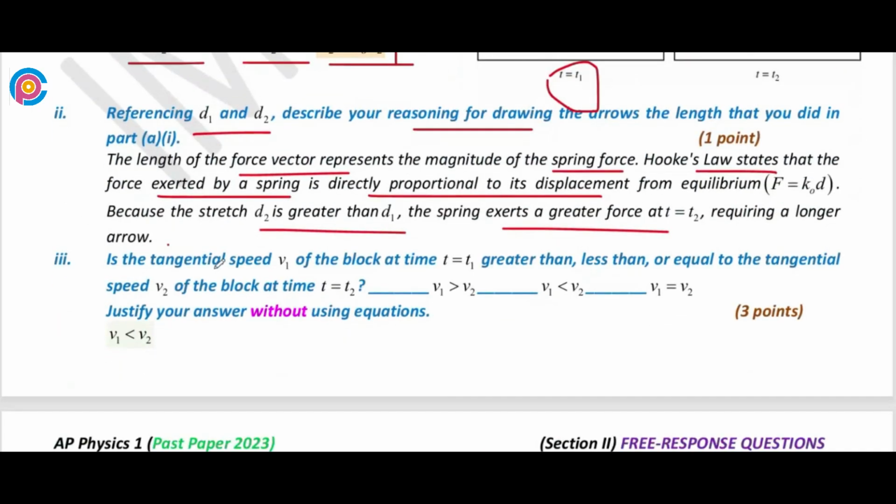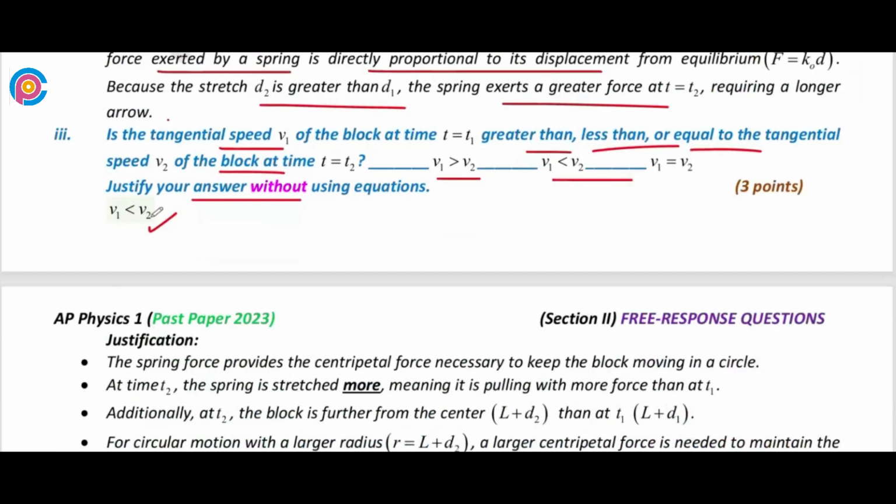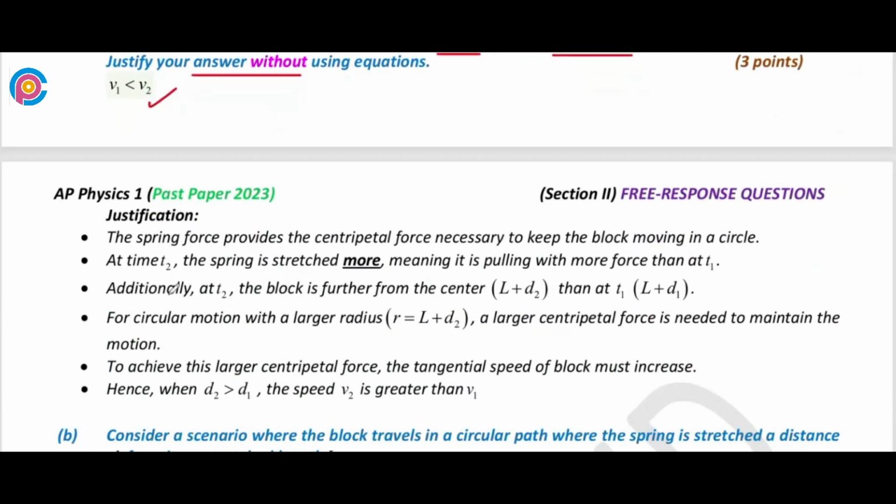Now, is the tangential velocity v1 of the block at time t1 greater than, less than, or equal to the tangential velocity v2 of the block at time t2? We have to provide which one is correct, and justify the answer without using an equation. So the answer is v2 is greater than v1. Or, vice versa, you can say v1 is less than v2.